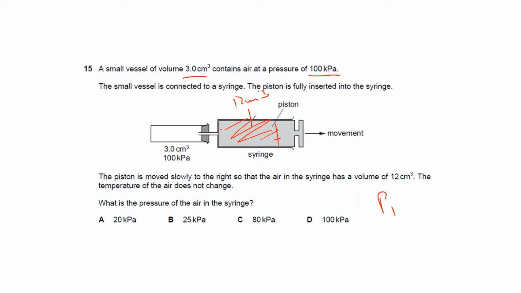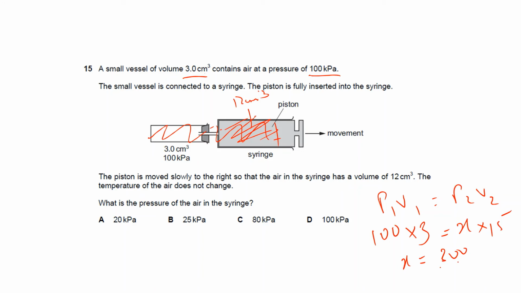So this is a question of Boyle's law, which is P1 V1 = P2 V2. Now, the pressure initially is simply in the small vessel, which is 100 kilopascals, and the volume is 3. I'm not going to care about the units because they are the same on both sides. Once you move the piston out, you create room for the air to rest in. I don't know about the pressure, but we know that the volume is almost 15 cubic centimeters. So this is 300 divided by 15, which is 20 kilopascals. And so the pressure inside this system, and also the syringe, is going to be 20 kilopascals. And so the answer is A.